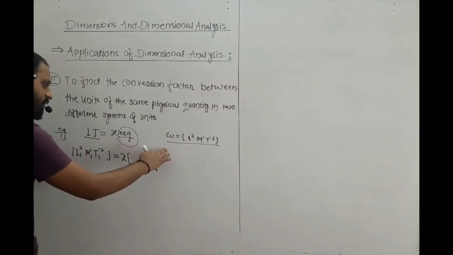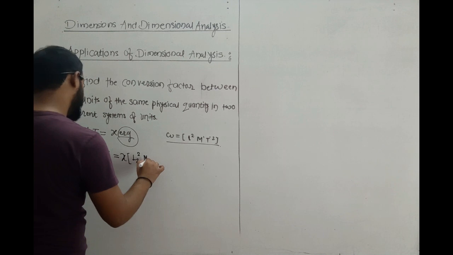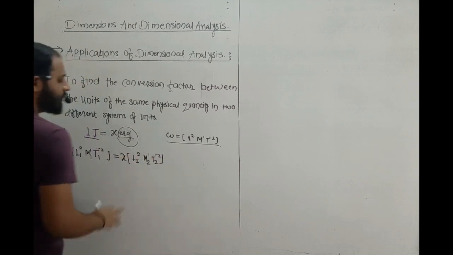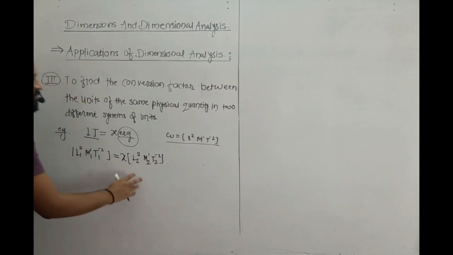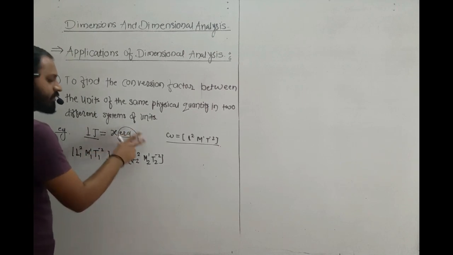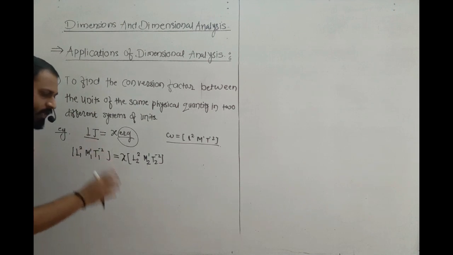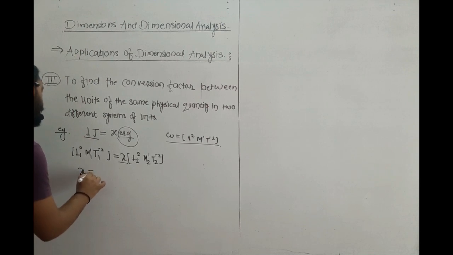Now write the same work done, changing this 1 in place of 2: L2 square M2 1 T2 minus 2. Now see, on the right hand side, why do I choose to write 2? Because on the right hand side, the unit is CGS. Okay, 1 represents SI and 2 represents CGS. Now, what do you want? X. Therefore, X on the left hand side.